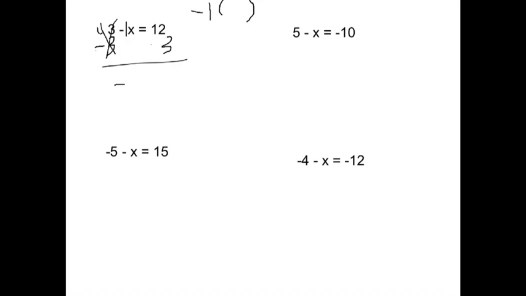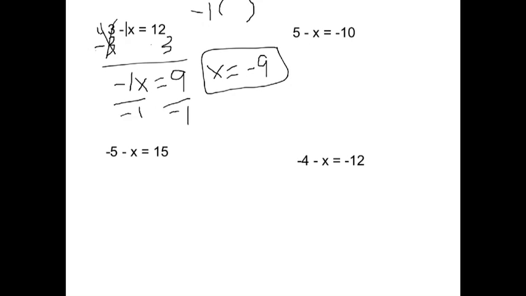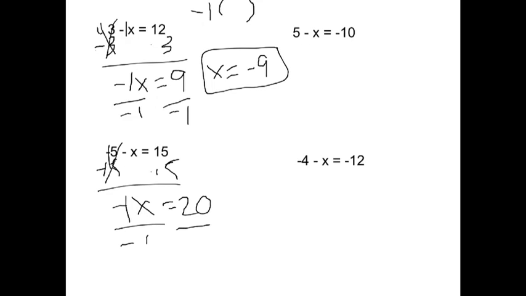0 pair. You bring down the -1x equals 9. You divide both sides by -1, and you get x equals -9. If there's a negative x, it means it's -1 times x. You can't ignore that. Next, -5, you're going to add 5 to both sides. Again, you have -x, which is the same as -1x, equals 20. You divide both sides by -1, and you get x equals -20.